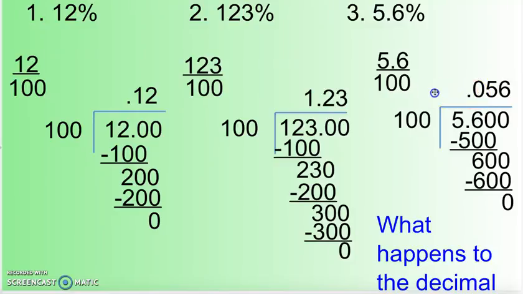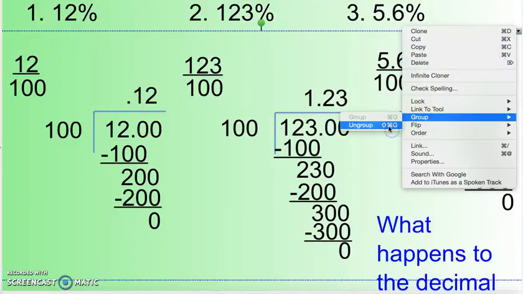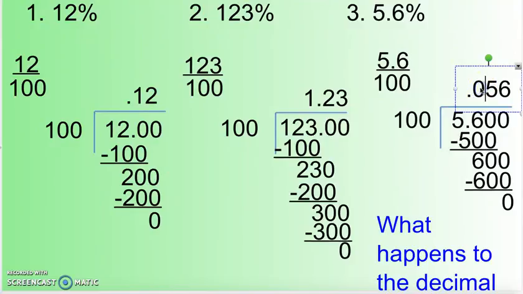I want you to notice that when I try to take 100 and put it into 5, 100 doesn't go into 5, so I can put a 0 up there. Then there's a decimal point already in the problem, so I'm just going to bring that decimal point up and keep it there. But I'm going to ignore it, and now I have 56. Does 100 go into 56? No. So I have to put another 0 to show that it does not go into 56.